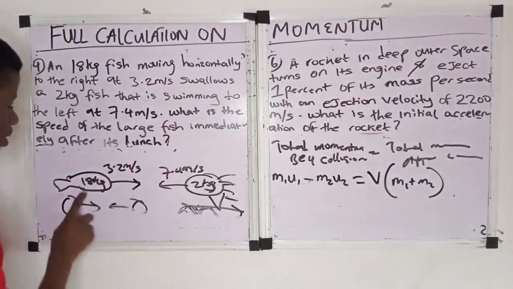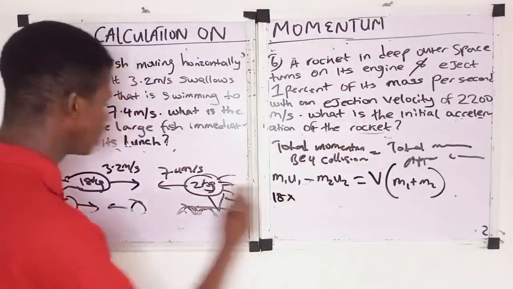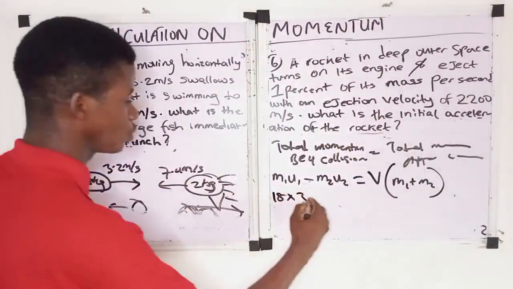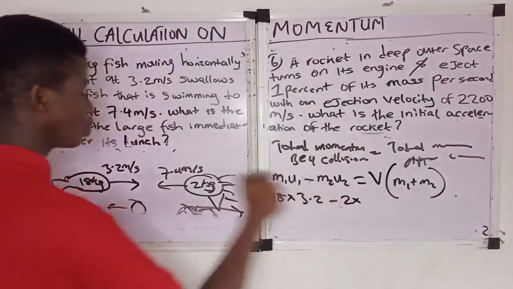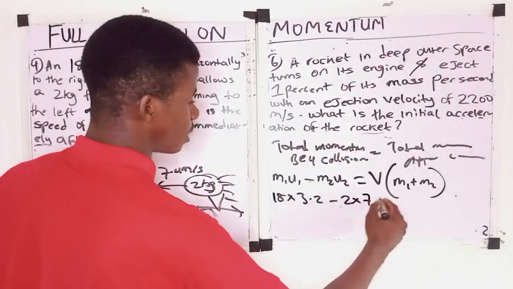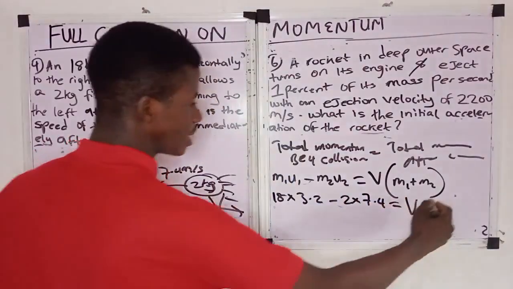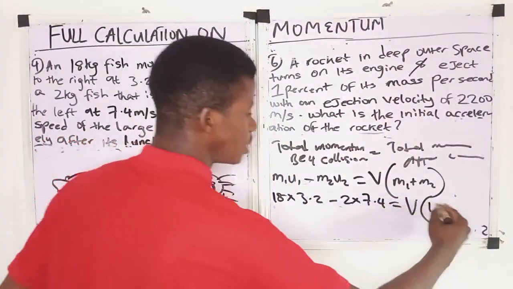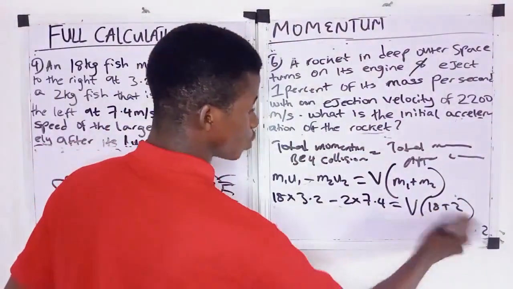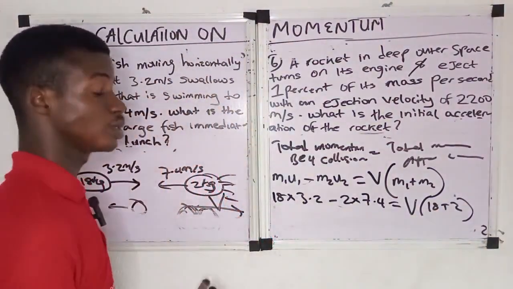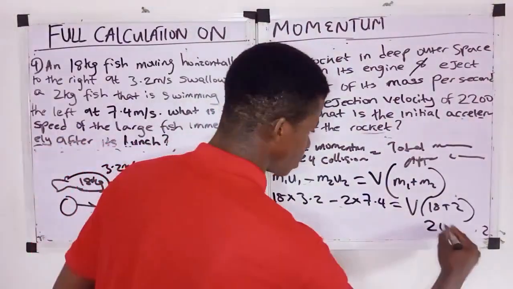So m1 is 18, then u1 is 3.2, then minus m2, which is 2 kg, then u2 is 7.4. And it equals, we're looking for V, bracket m1 plus m2, 18 plus 2 gives us 20. 20 times V gives us 20V.